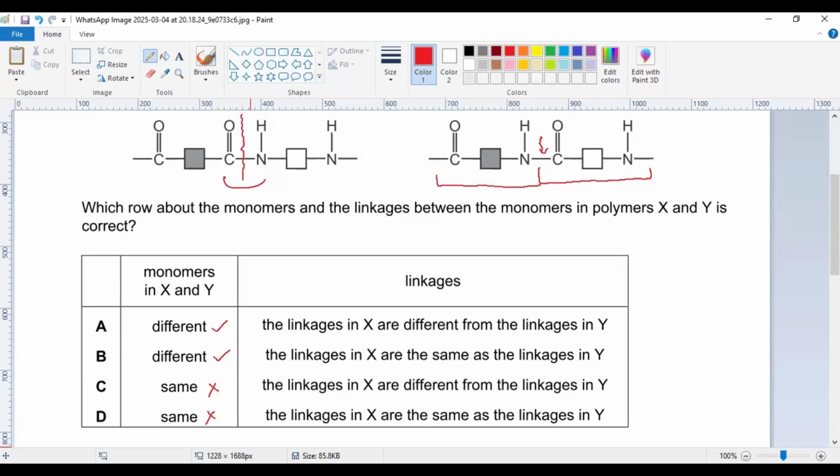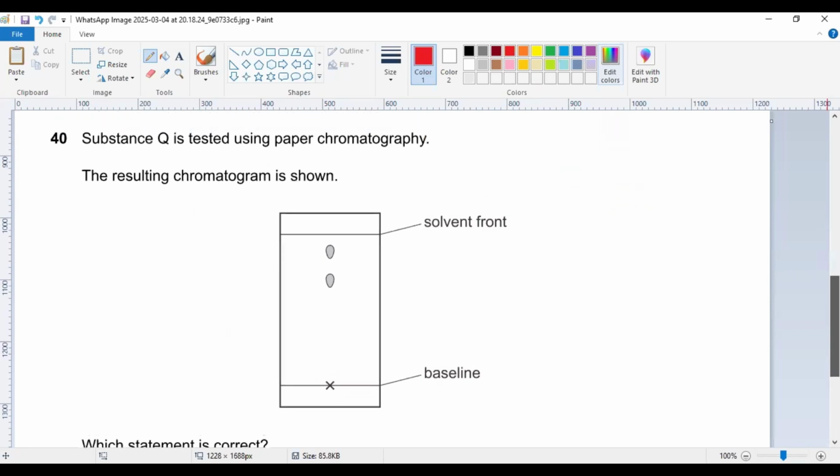And if you see the detail, the linkage in X are different from the linkage in Y. No, this linkage is the same. These are the amide linkages. This is also the amide linkage. So this answer is wrong. The linkage in X are the same as the linkage in Y. Yes, correct. Both are the amide linkages. So the answer is B. Now question number 40.